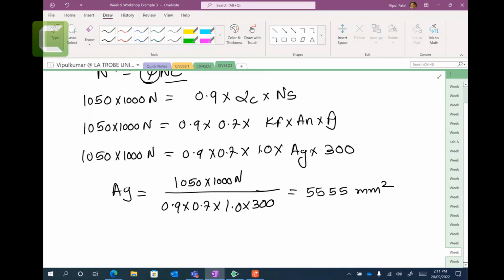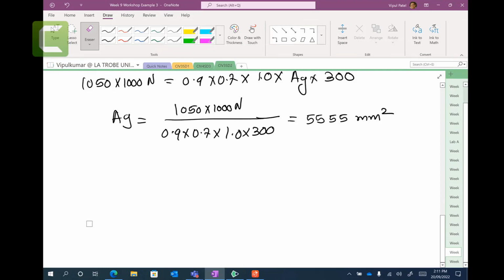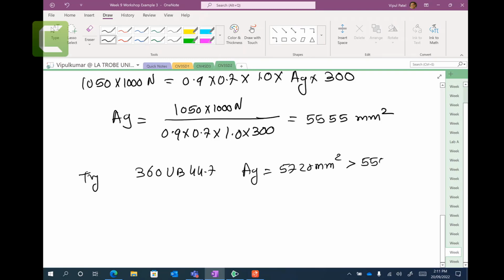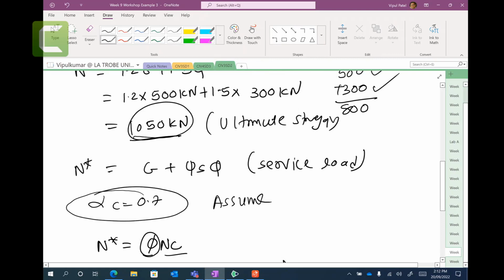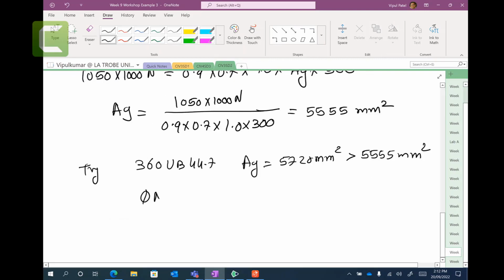So let's try 360 UB 44.7, which has a gross area of 5720 millimeters square, which is greater than your required one. Therefore, we choose it. Now we can do all this business on these ones and see if the capacity is greater than 1050. If the capacity, which is phi Nc of this one, would be greater than your N star, we are okay. If not, then we increase the size.